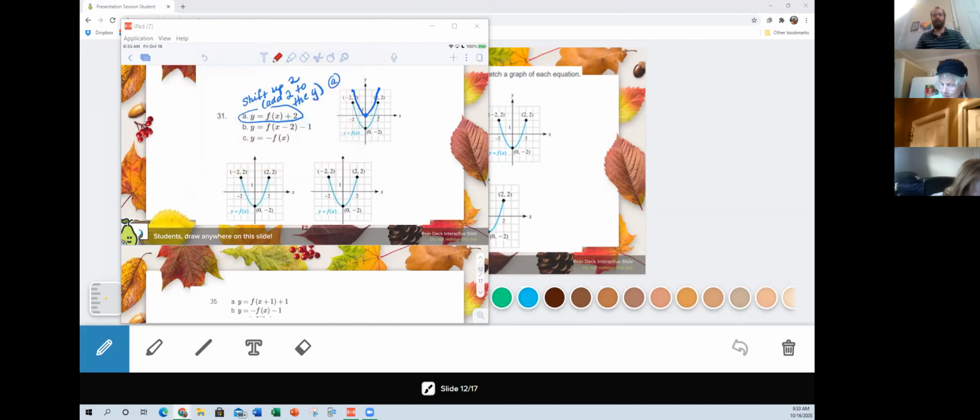Okay, on this next one, this is B. This tells me to go to the right 2 and down 1. So I'm just going to show you what I'm doing here. I can either just do it straight out: right 2, down 1, right 2, down 1, right 2, down 1. So the new function would look like this.